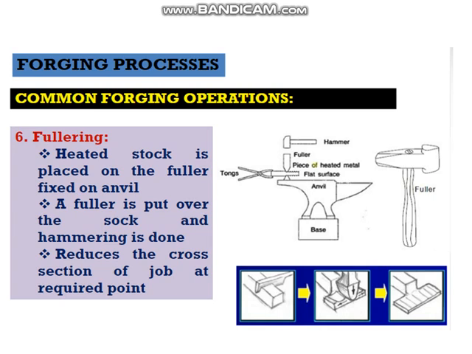Fullering. Heated stock is placed on the fuller fixed on the anvil. A fuller is put over the stock and hammering is done, reducing the cross section of the job at required points. In the diagram, we can see the fuller tool, the anvil, and the tongs for holding the workpiece. The fuller tool is placed on the workpiece where the cross section is to be reduced, and hammering changes the shape of the workpiece.